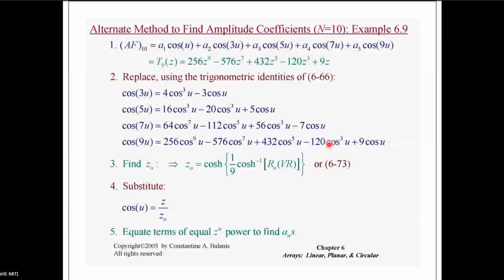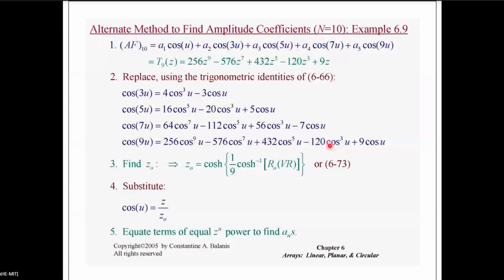And in this, replace cos u by z naught, and then compare coefficients of z. For example, if you get z9 here, you equate the coefficients of equal powers of z. Do you get it? Compare the coefficients of equal powers of z, and then get the values of a1, a2, a3, a5. Have you got it?